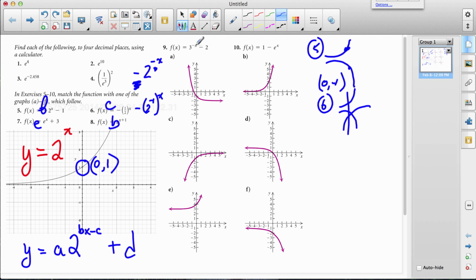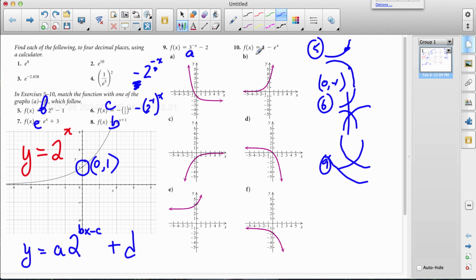This one here is reflected on the y-axis and down 2. So for number 9, the graph should look like this, but it's reflected on the y-axis, so it's going to look like this, and it's moved down 2. So something like that. So there's one right there. It's got to be that one, A.